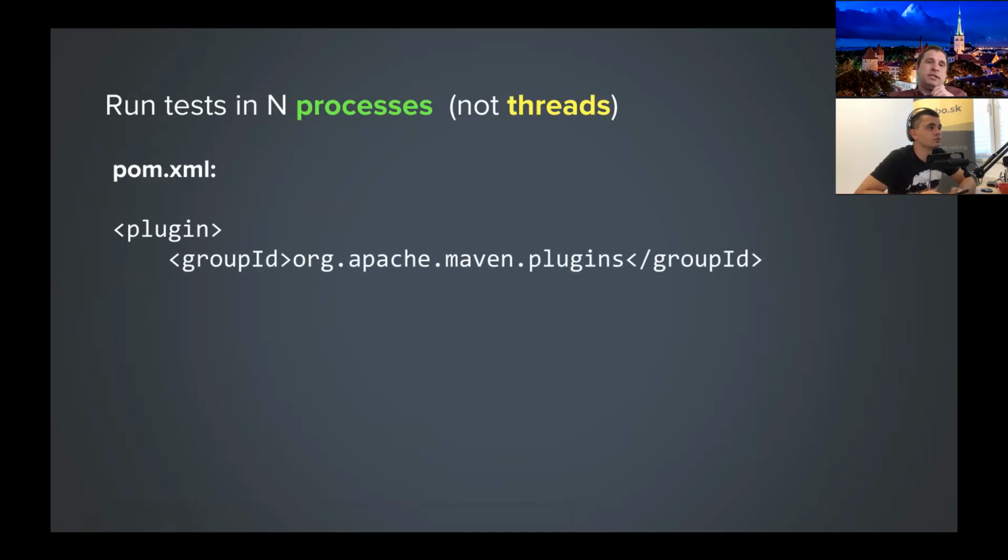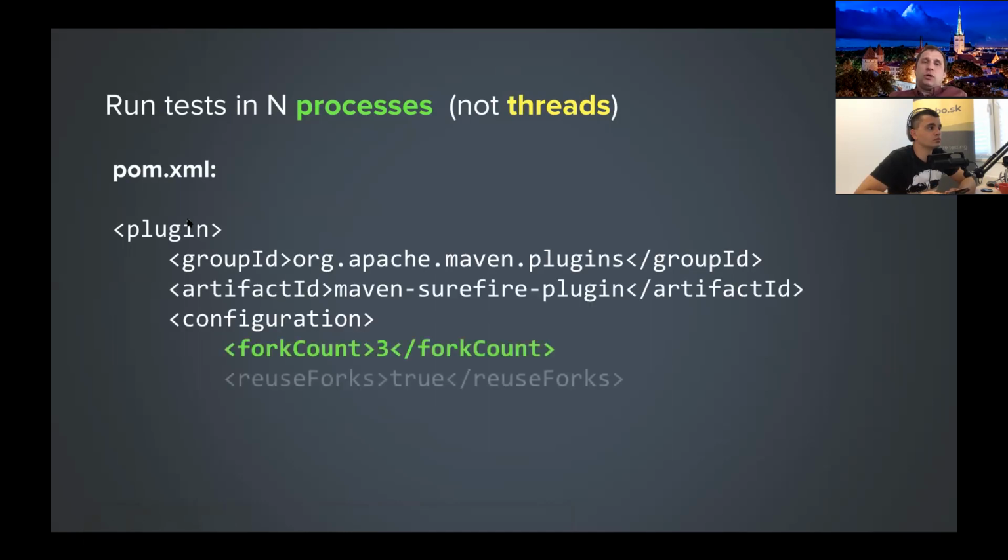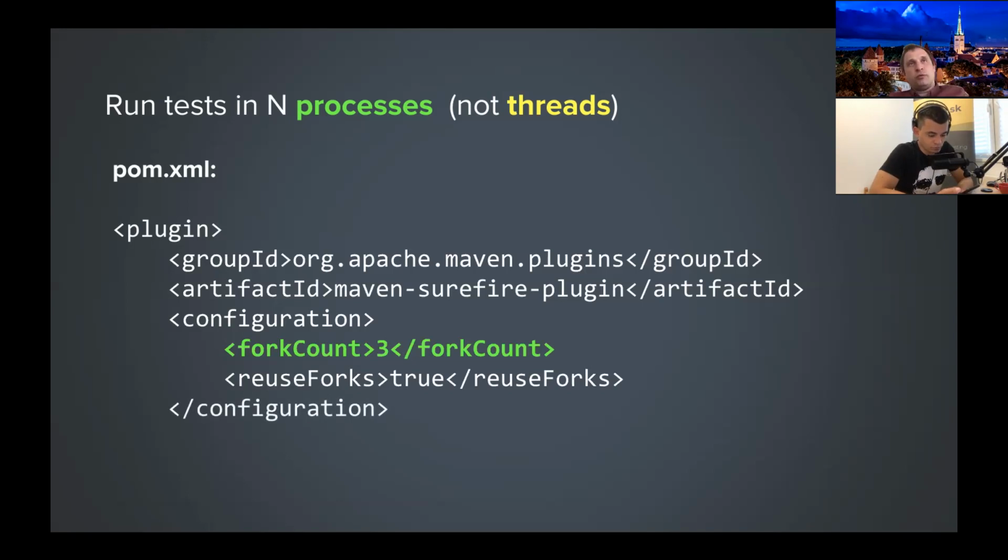And it's pretty easy to do. In case of Maven, you just need to add one line to the POM XML, the fork count, saying how many forks or processes you will use to run tests. In this case, I will run tests in 3 parallel processes, which do not interfere with each other. It's safe to run.